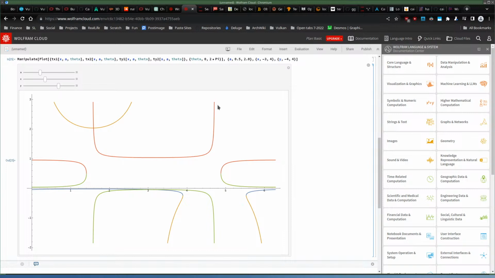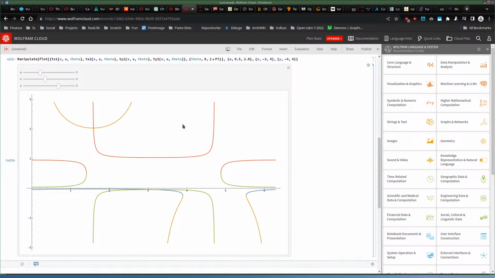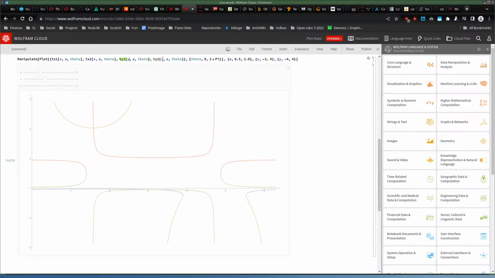Why does Y not have any influence whatsoever? Oh, because I'm passing the Y. Yes, thank you very much. This thing does not depend on X. Let's try that again.